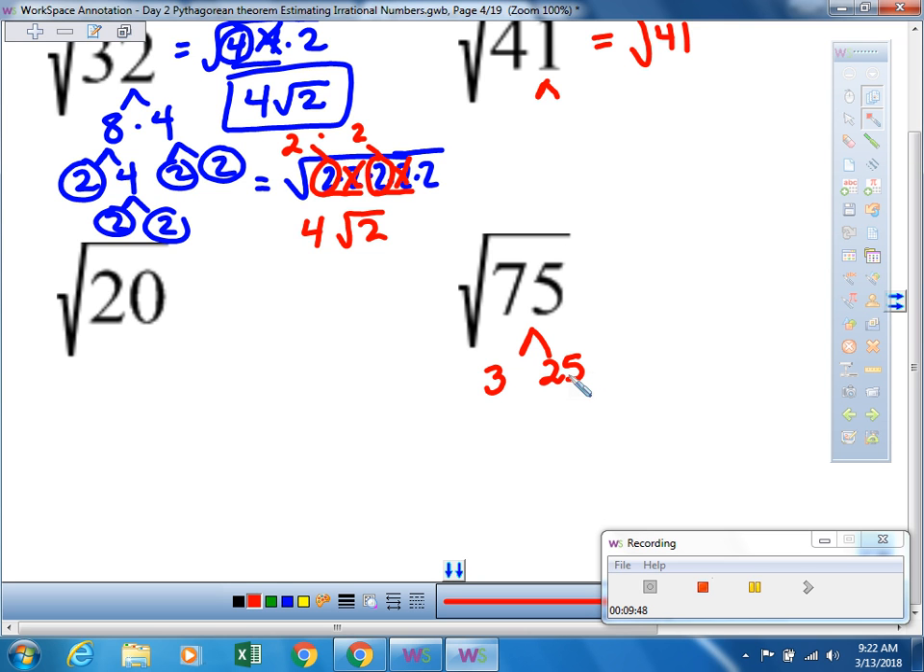Now, you can continue to prime factor it, but this is prime, right? Is this a perfect square? Yes, and this is prime. So I would leave it like this: square root of 25 times the square root of 3. You can break it up. What's the square root of 25? And then you cannot do anything with that, so you just put it right next to your answer. There you go.